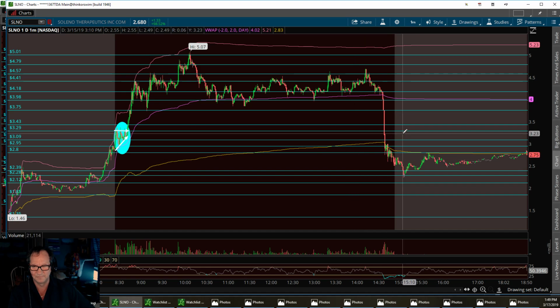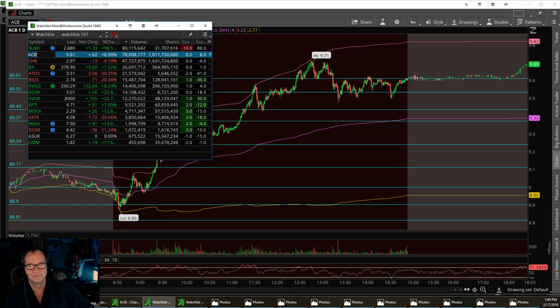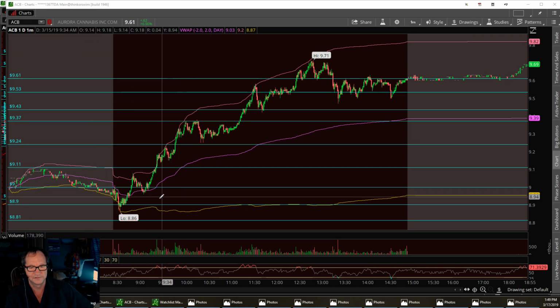Just looking at it just makes me sick. So here we go. We're going to look at a couple other trades. We're going to look at ACB. ACB on the VWAP here. I'll just move this over so we can see it. And a lot of times when I'm playing the VWAP chart, you have that little pullback that runs this lower line right in here.